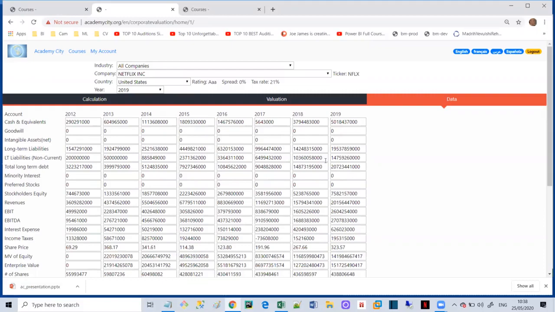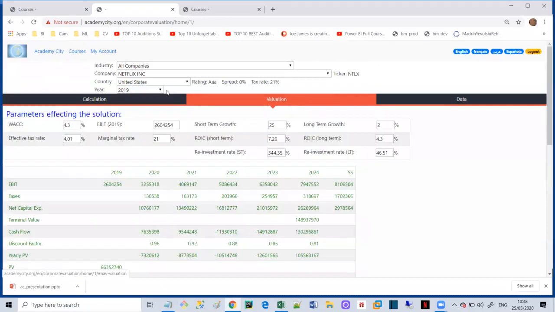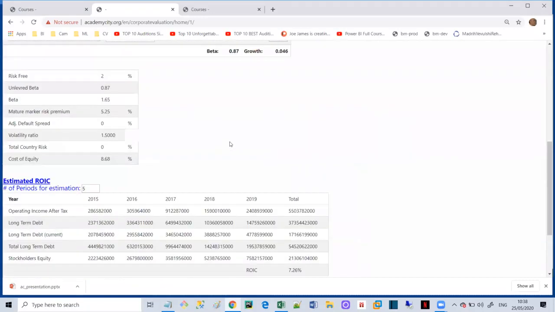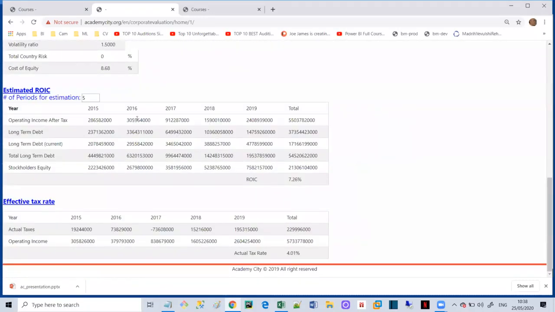First of all, I need to know the invested capital. The invested capital is capital expenditure divided by total assets. That's one way. Is that right? Is that right? Everybody agree? You say so. Another way, sorry, that's the reinvestment rate.